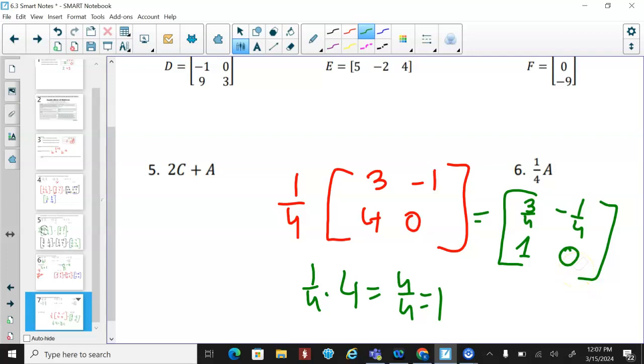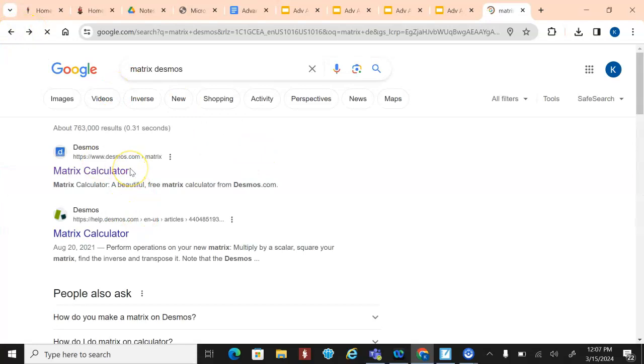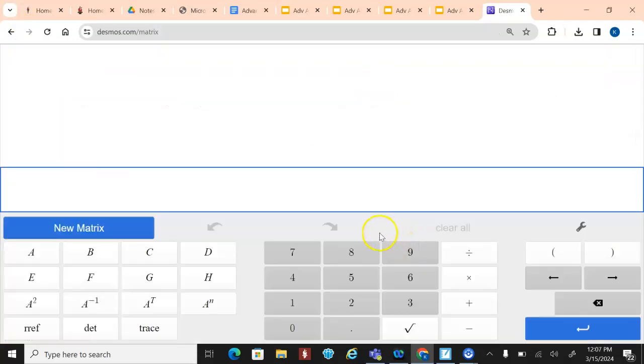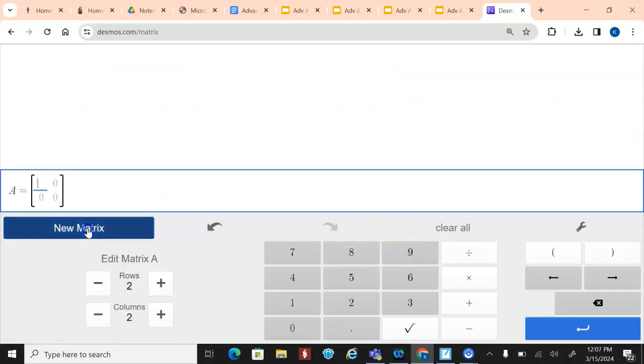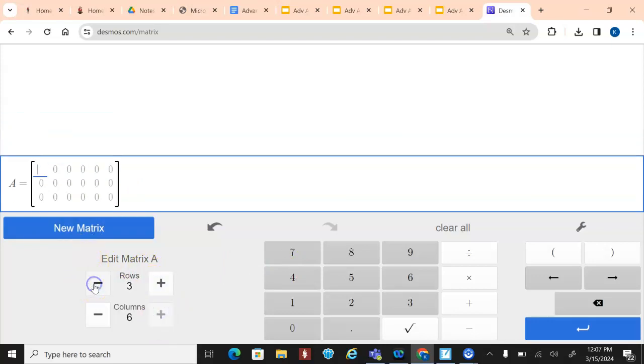Okay? Now, I do want to show you guys that you can do all that. I know that this was a lot of work, and you guys are required to learn how to do it by hand. But you can do all this by using a matrix calculator. All you have to do is Google. It's not the same as a scientific calculator. You've got to Google matrix calculator, and you're going to go to Desmos. You have a new matrix right here that tells you rows, and you can change them and add them and play around with it if you want.